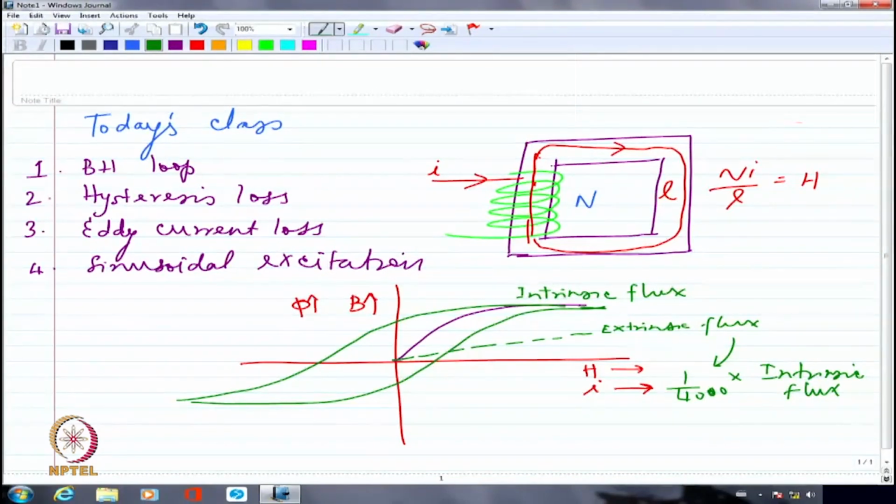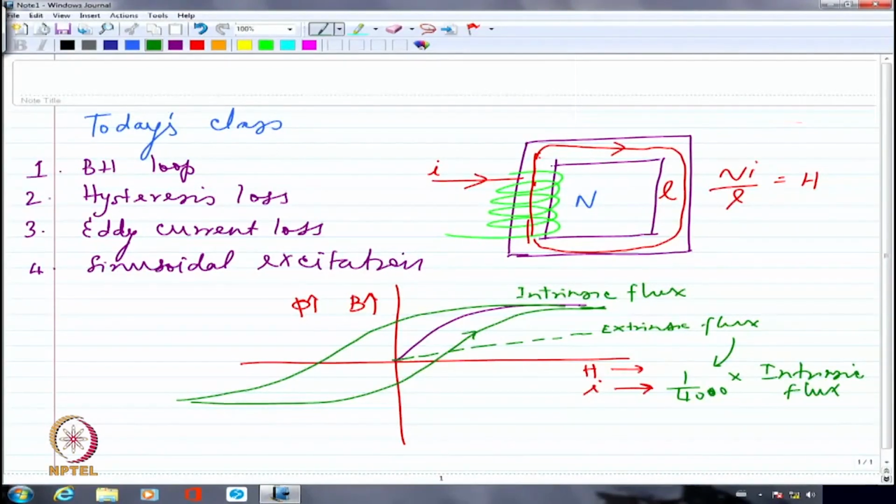That is the reason why when the saturation occurs, any little increase in the extrinsic flux is not noticeable at all. It may still be increasing, but because it is 1 by 4,000 times, it is not going to be noticeable. So on the whole, it looks as though the overall flux has reached saturation. Now, when some of the domains are aligning further and further, it is traversing this portion of the curve, right?